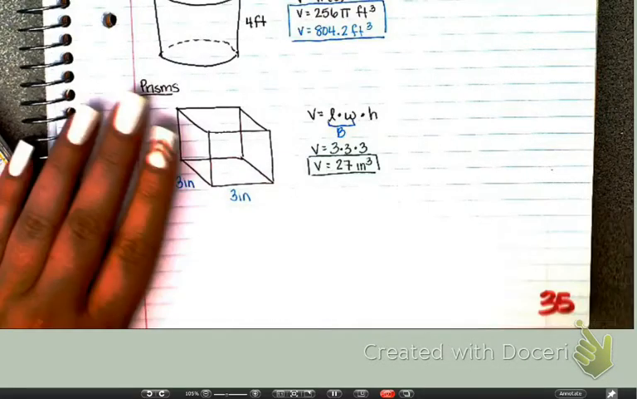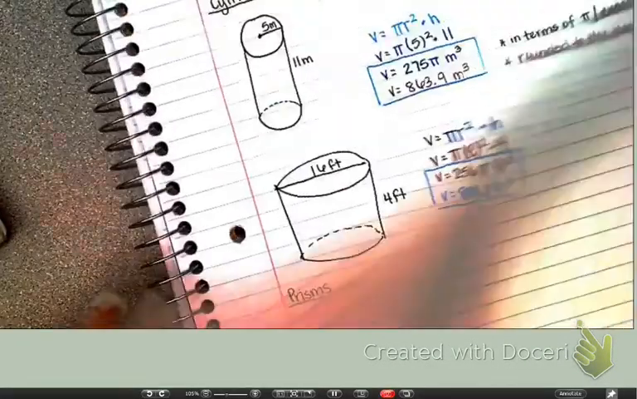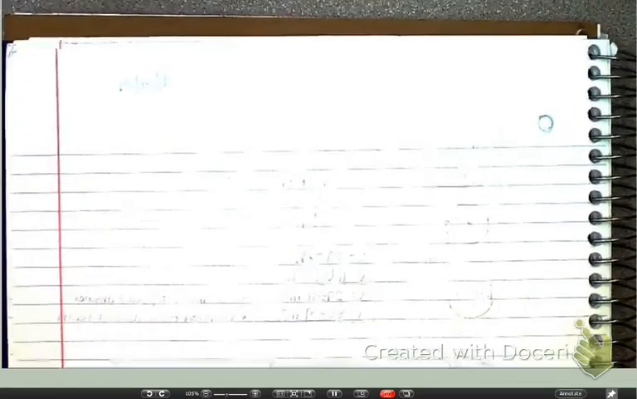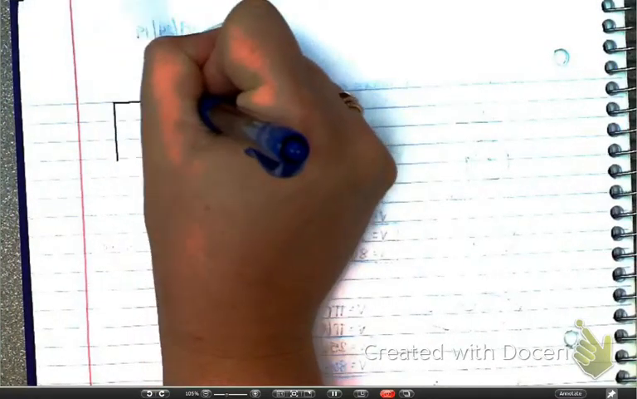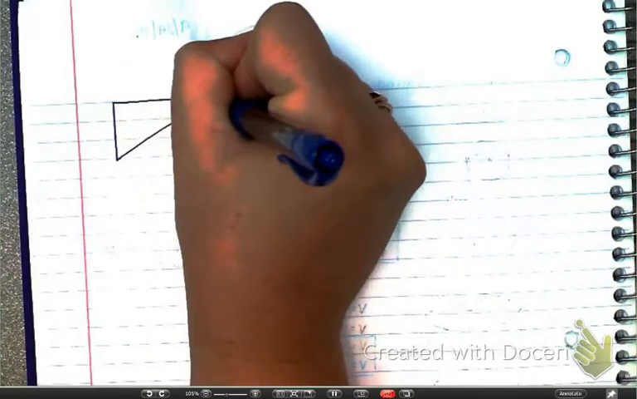I think I'm actually going to flip to the back real quick. If they have room, they can use it. I just don't have room. Okay. We're going to draw this together, so make sure you follow along. Let's start by drawing a right triangle. Okay, so draw a right triangle.